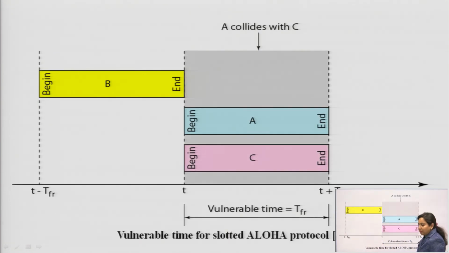Now, this is the vulnerable time for the slotted ALOHA protocol. The basic difference between pure ALOHA and slotted ALOHA is that a frame which overlaps will overlap with the full information. Like A and C, both frames from two different stations will overlap and the whole information will be lost.